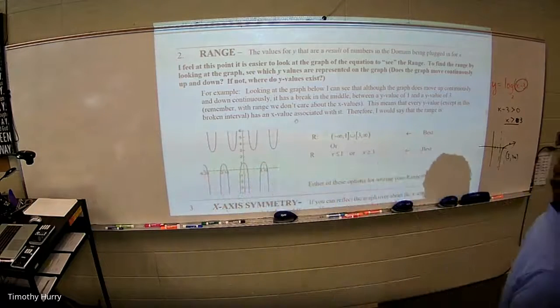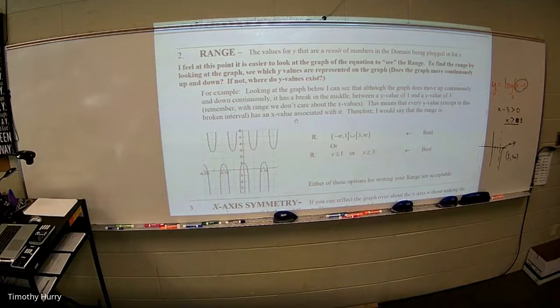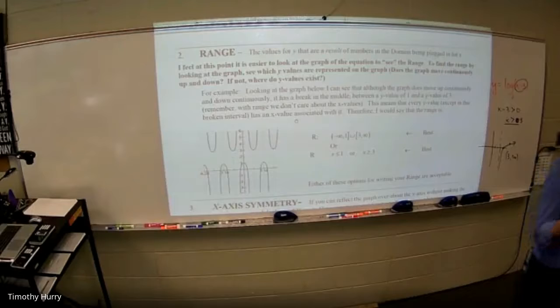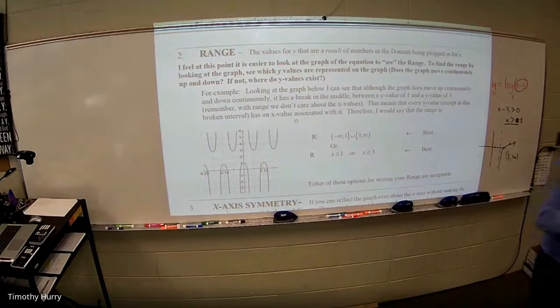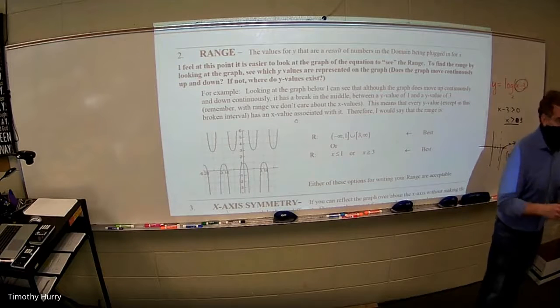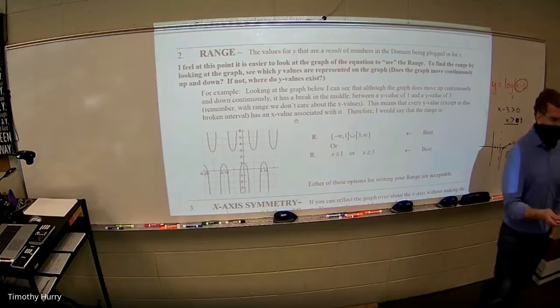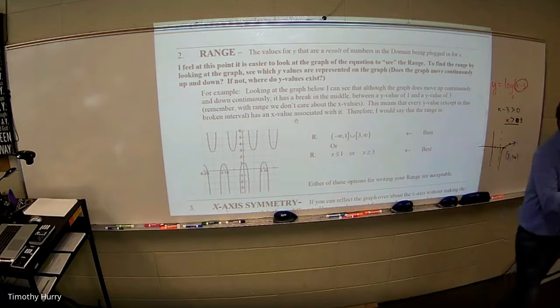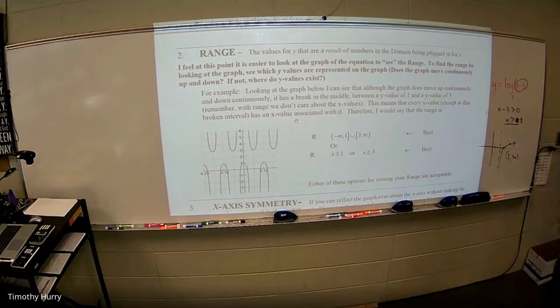If the domain is the x values that you can use, the range is the actual y values that you get from plugging in x values from your domain. So most of the time you have to understand domain to look at range, and that's a little bit trickier. So at this stage in your math career, I'm going to focus more on you looking at the graph.